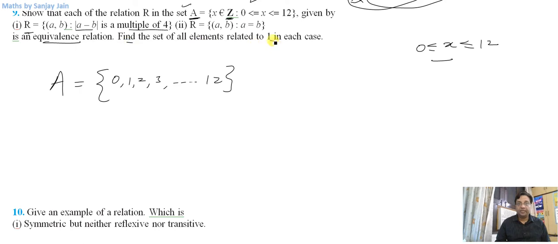Find the set of elements related to 1 in each case. So we have to find the equivalence class of 1 in each case. Let us look at this first part: A minus B is a multiple of 4.